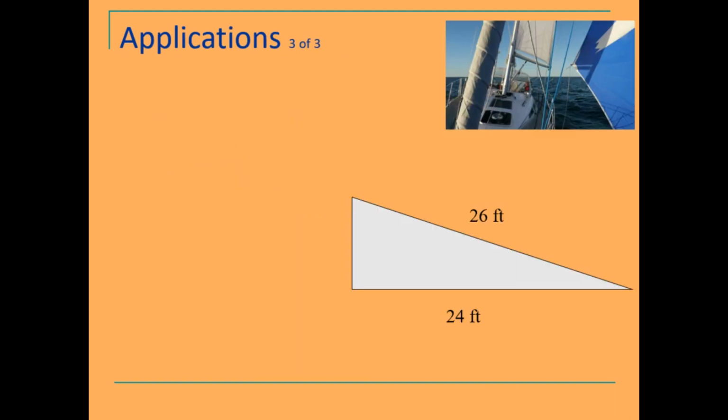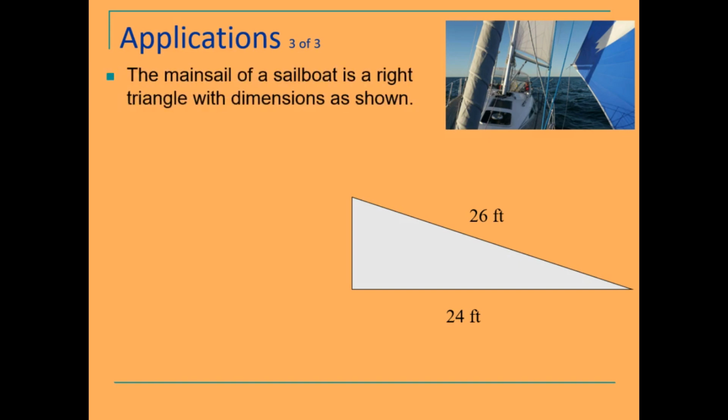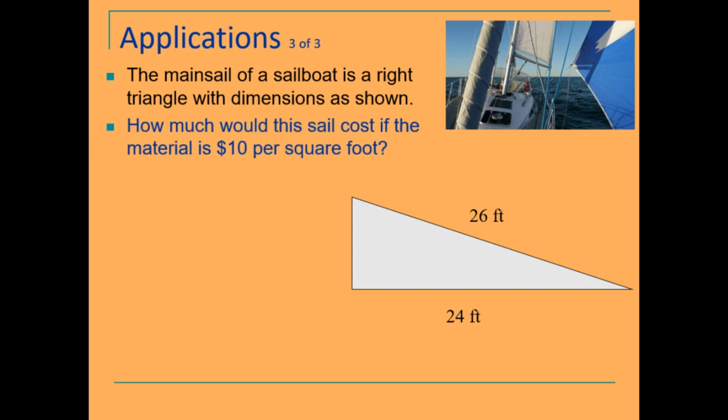Let's take a look at an application involving quadratic equations and properties of right triangles. The main sail of a sailboat is a right triangle with dimensions as shown. How much would this sail cost if the material is $10 per square foot?